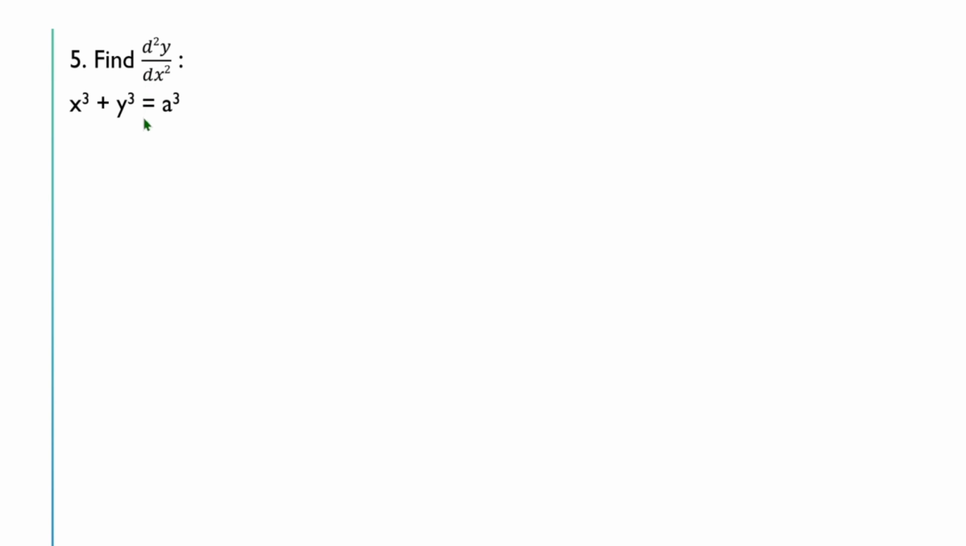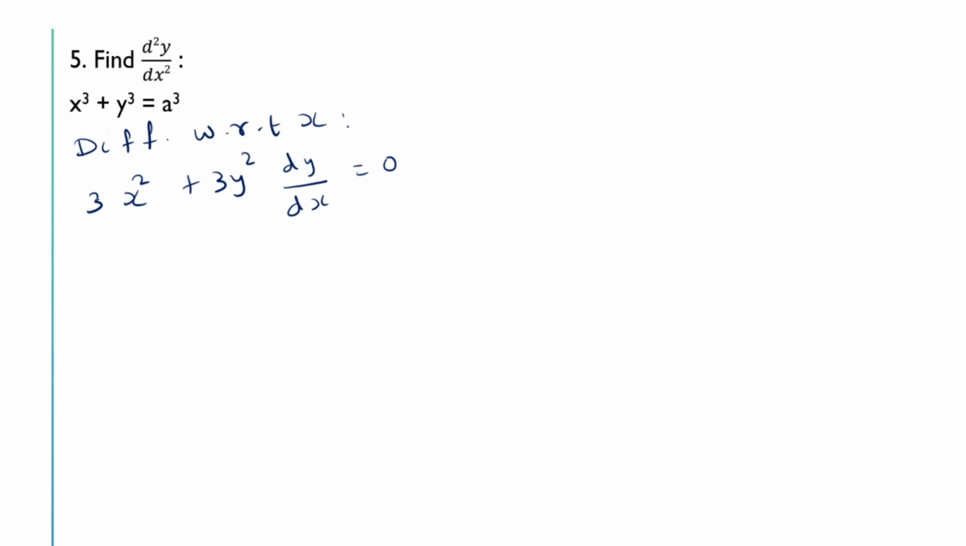Next question, find d square y by dx square. So here we have to find the second order derivative of y, given x cube plus y cube equal to a cube. So differentiating both sides with respect to x, we get 3x square plus 3y square dy by dx equal to 0, since a is a constant, the derivative of a cube is 0.